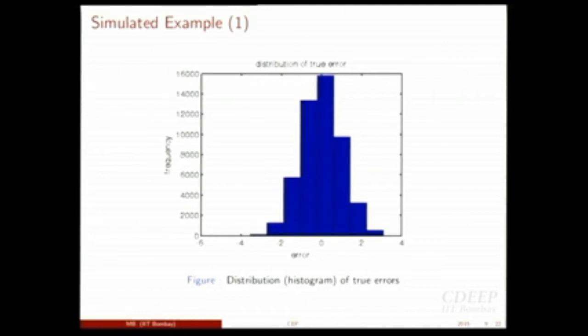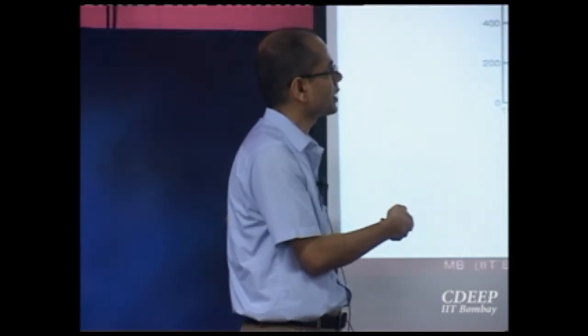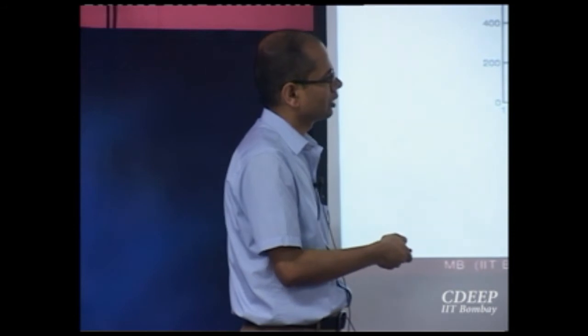Approximately 16,000 of those are in this bin with the highest height, maybe between -0.5 to +0.5 or whatever that is. So this is the histogram of the true errors, and what you see over here is now the histogram of your estimated intercepts. You had 5000 data sets, so every time you do this parameter estimation, you now have 5000 estimates of intercepts. The true intercept we know is 4, that is not changing, but your estimate keeps on changing. This is the histogram of your estimated intercepts.